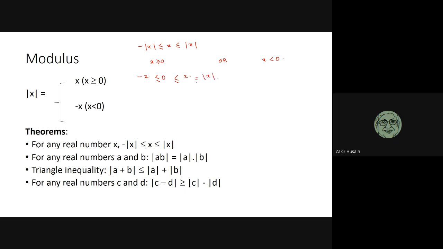In the second case, x is negative, we have modulus x equal to minus x. Okay, the minus cancels out. So this is strictly less than 0 because it's negative. So this will be less than x.